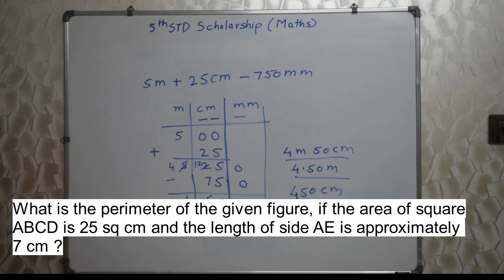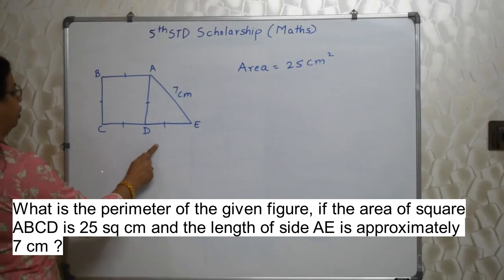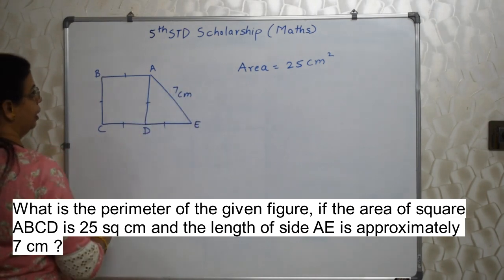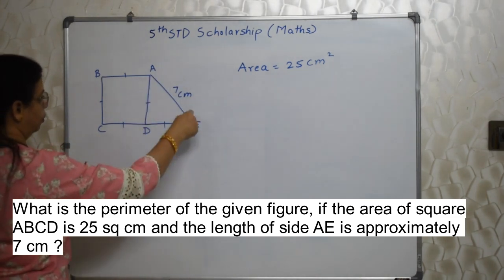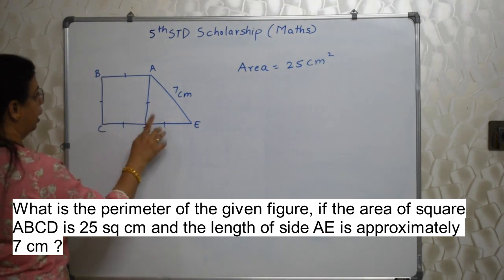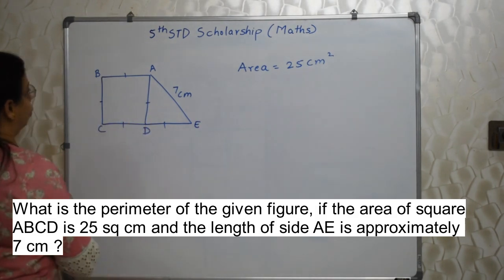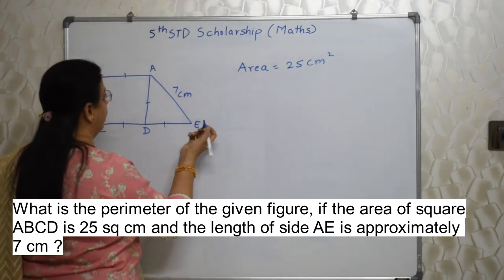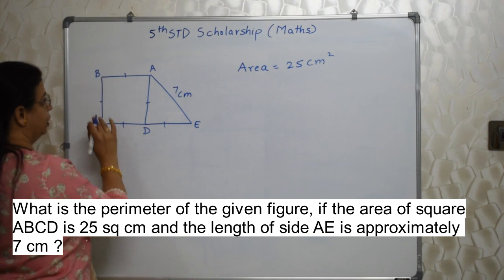What is the perimeter of the given figure? If the area of square ABCD is 25 cm square and the length of the side AE is approximately 7 cm. Students, I have drawn the figure on the board. They are saying the area of this square is 25 cm square and this AE is 7 cm and all these sides are equal. So, what is our job? From area, let's find out the perimeter, because we need to find out the perimeter of this figure.